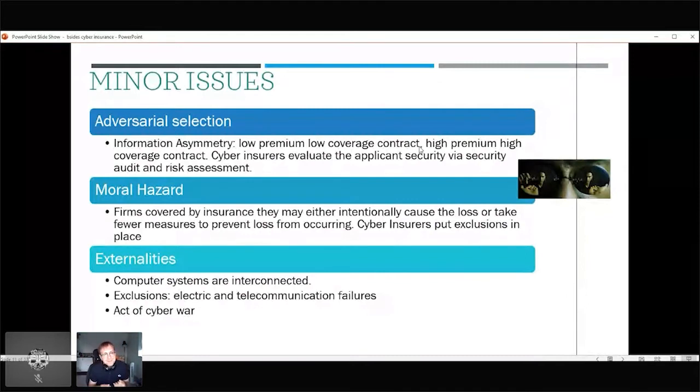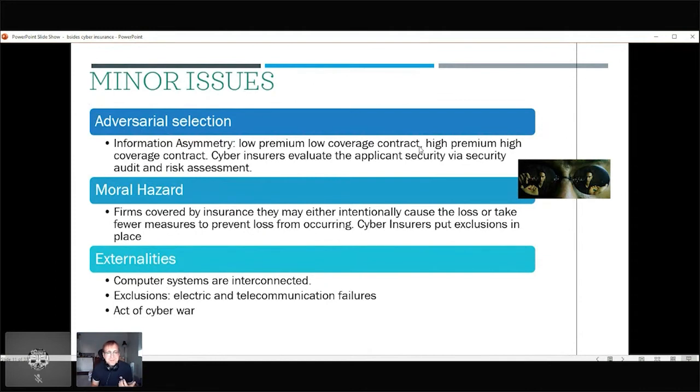And then there are externalities. Obviously all the computers are connected. If there's a power failure or a telecom failure, a communication failure, you might be unable to perform your business functions. If a Hurricane Katrina destroys your power line, the computers go off and backup power only lasts a few hours. Typically you will cover all those things with another insurance policy, because you can't factor in all these possible situations.